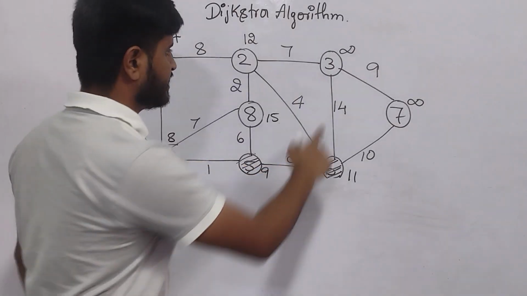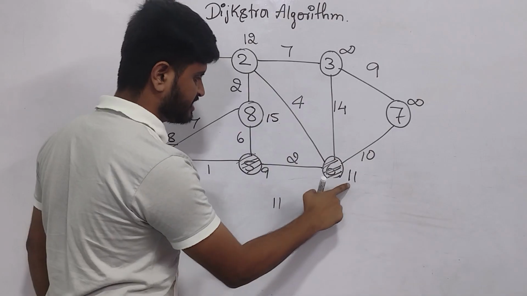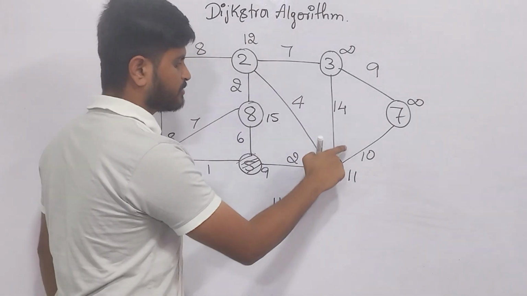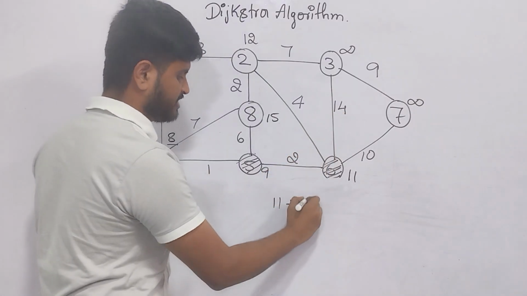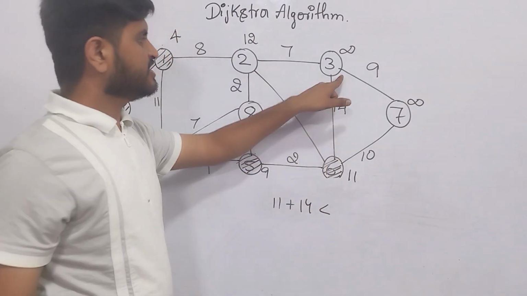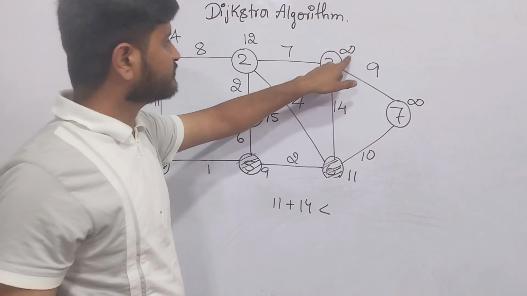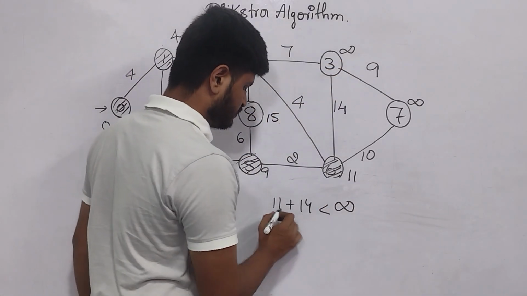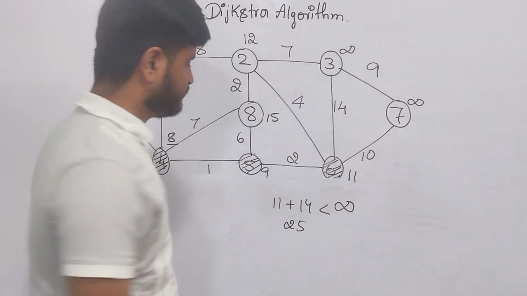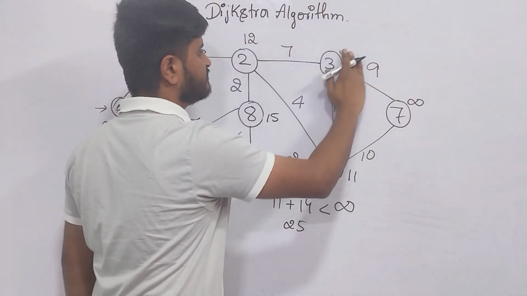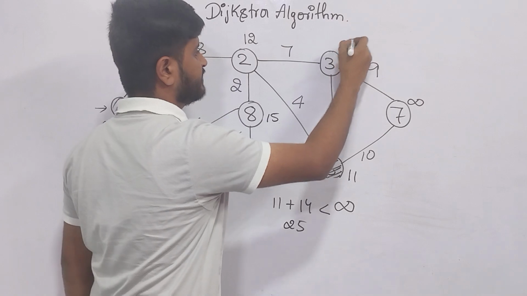Now from the 6th node I can move to the third node. The 6th node's initial value is 11, plus for moving from the 6th to the third node its cost is 14, which must be less than the initial value of the third node. The initial value of the third node is infinity. So 11 plus 14 will be 25. So is 25 less than infinity? Yes. So I will erase infinity and write 25 here.